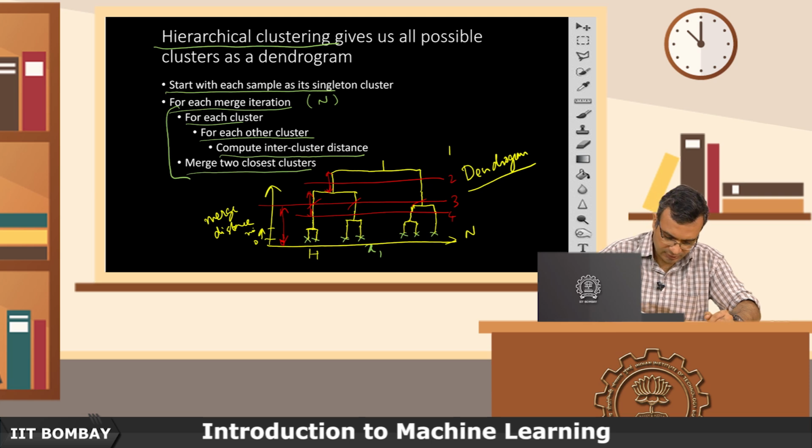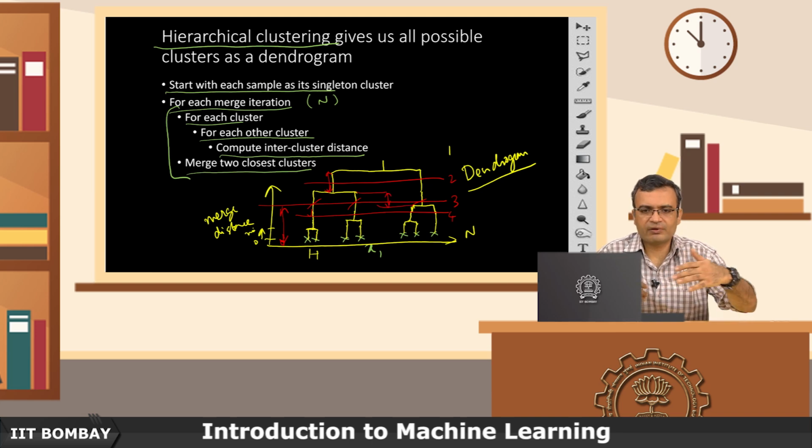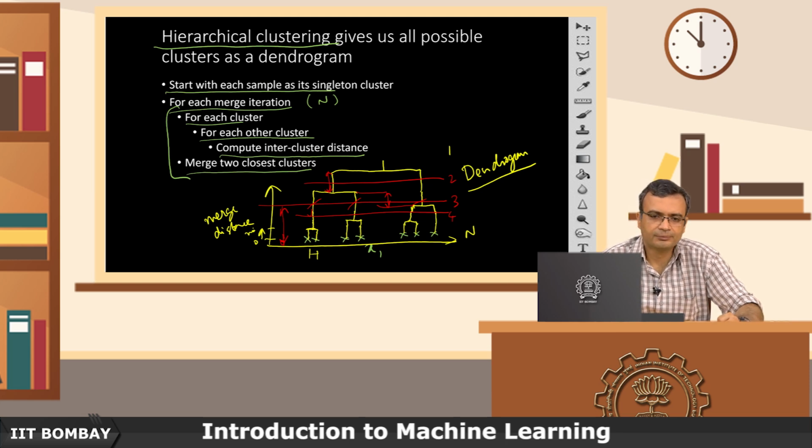Maybe this is going to be between this and this. So this is the tolerance that we have. So wherever you see a large vertical distance, that's a good indication of where to cut the dendrogram. Not always so, but that could be one criteria. Other criteria could be that we also take into account how many points are being merged and so forth.